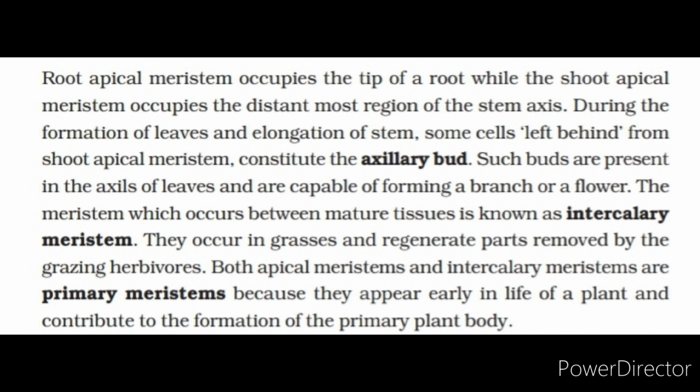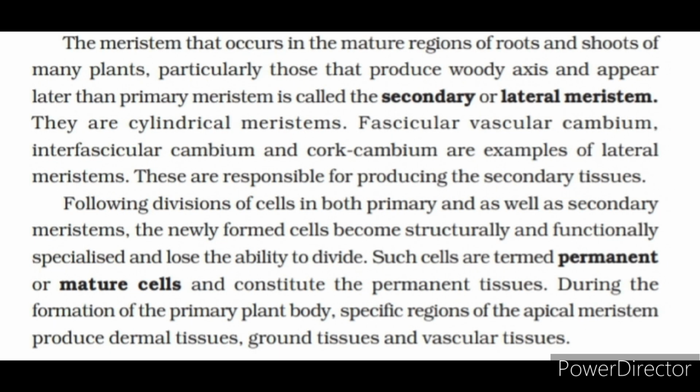Both apical meristems and intercalary meristems are primary meristems because they appear early in the life of a plant and contribute to the formation of the primary plant body. The meristem that occurs in the mature regions of roots and shoots of many plants, particularly those that produce woody axis, and appears later than primary meristem, is called the secondary or lateral meristem. They are cylindrical meristems. Fascicular vascular cambium, interfascicular cambium, and cork cambium are examples of lateral meristems. These are responsible for producing the secondary tissues.